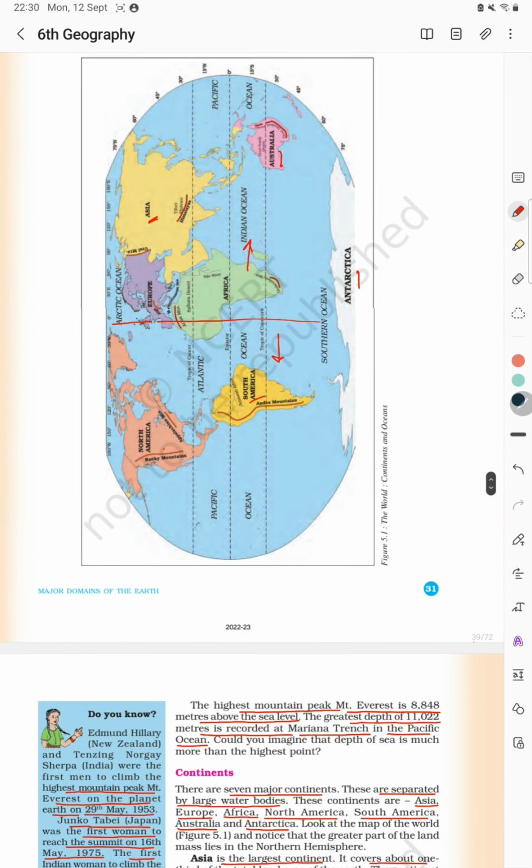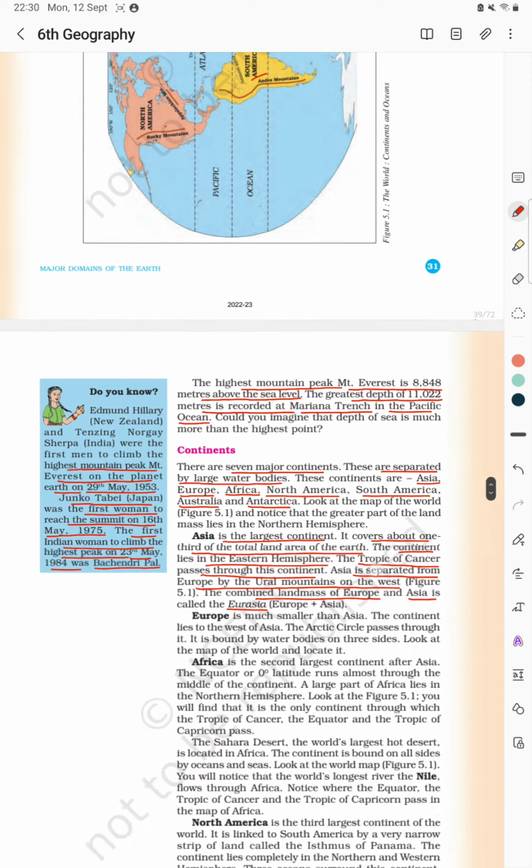So Asia is separated from Europe by the Ural Mountains. Europe lies west of the Ural Mountains, and east of the Ural Mountains lies Asia.